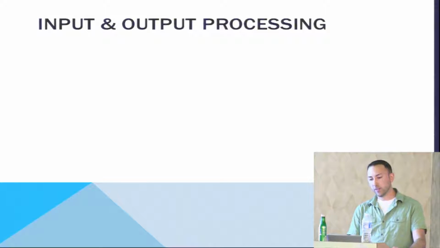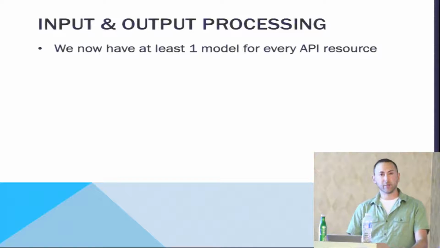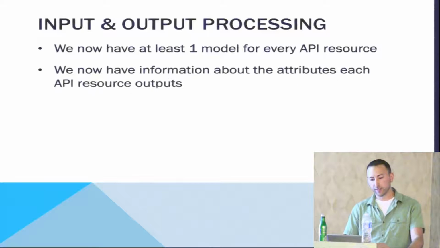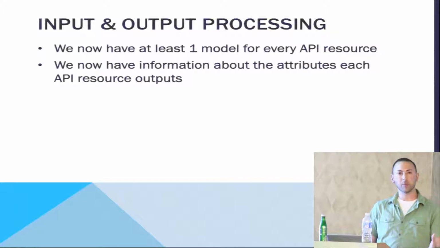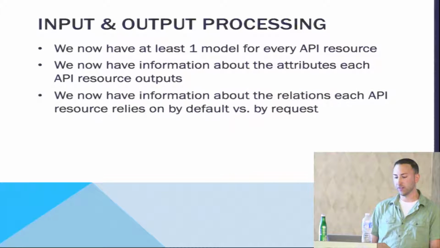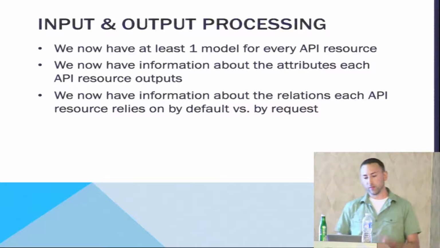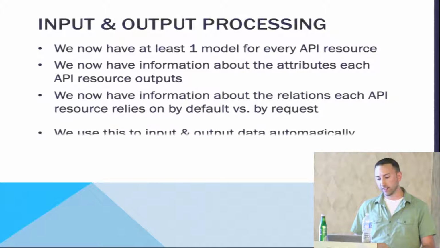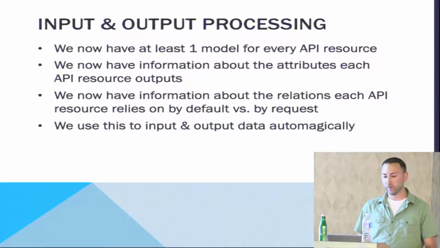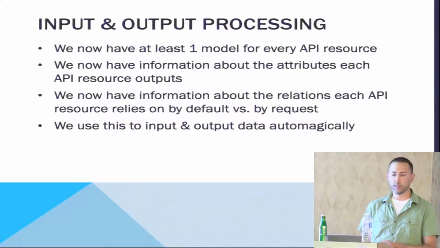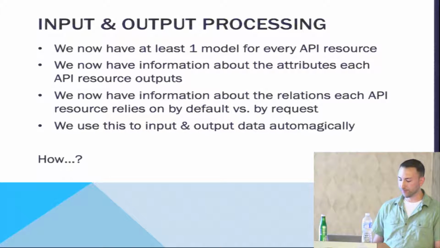So how do we deal with input and output processing? So we have a model for every API resource. We now have information about the attributes and the API resource outputs based on those configurations I just showed you. We have information about the relations each API resource relies on by default versus what's requested. And we use this to input and output data automatically. We have an input data component and a query component which handles these things.